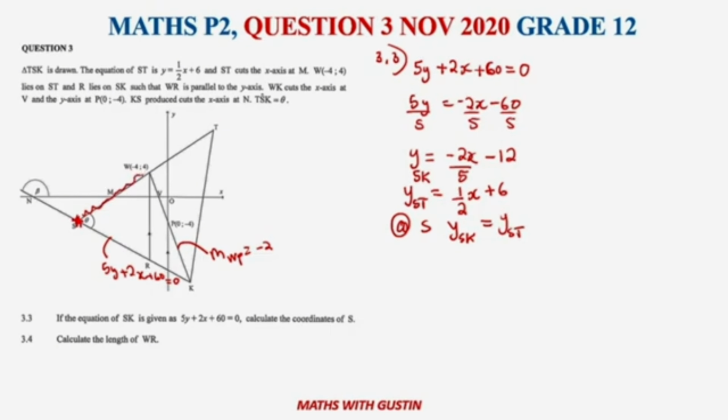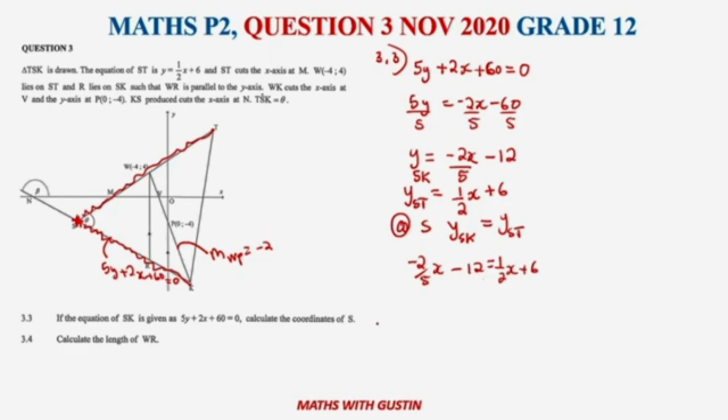I'm talking about these two lines. Let me just highlight them so that you guys can see exactly what I'm talking about. They intersect at point S there. So we are going to equate the two equations. SK, which is -2 over 5x minus 12, is equal to 1 over 2x plus 6.